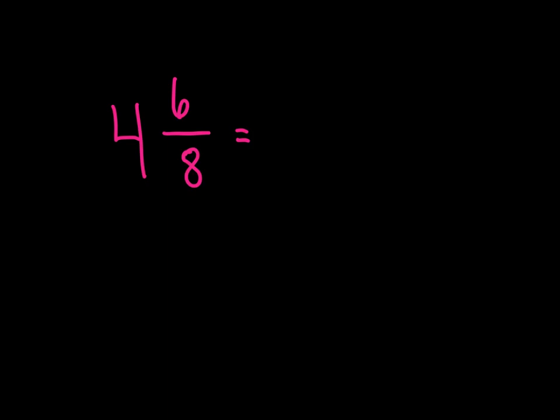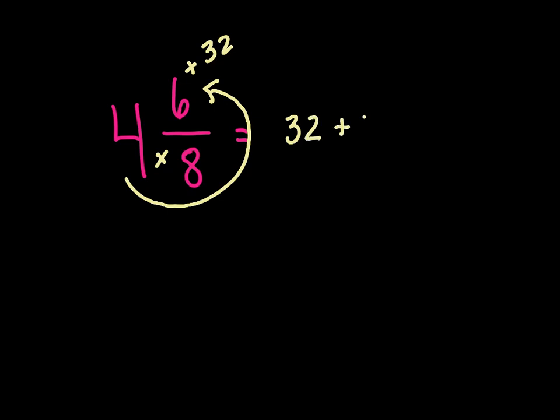All right, let's try it again. 4 6/8, the mixed fraction or mixed number, and we're going to convert this to an improper fraction or fraction greater than 1. So we're going to go loopy around here. We start off with multiplication. 4 times 8 is 32, plus that 6. So we're going to do 32 plus 6. It's going to bring us to 38. And our denominator always stays the same, so it becomes 38 eighths.